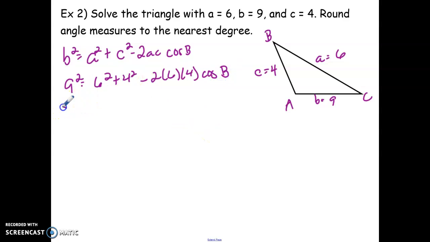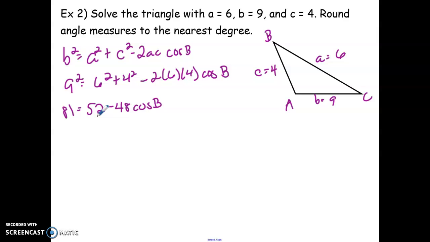Now, some books might show you to do this differently. I'm actually just going to plug my numbers in and simplify. Some show solve for cosine of B first. So I get 81. When I do 36 plus 16, I get 52. 2 times 6 times 4 is 48. And I'm going to subtract 52 from both sides first, and then divide by negative 48.